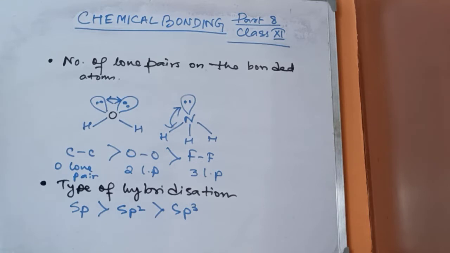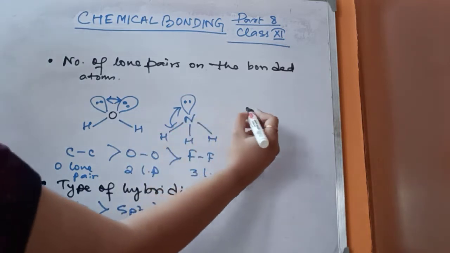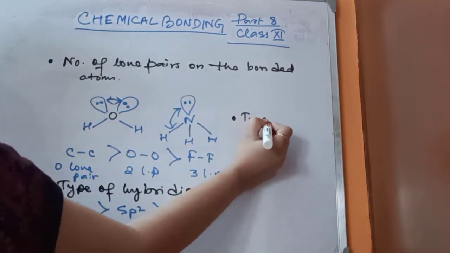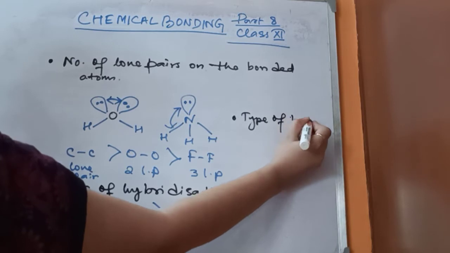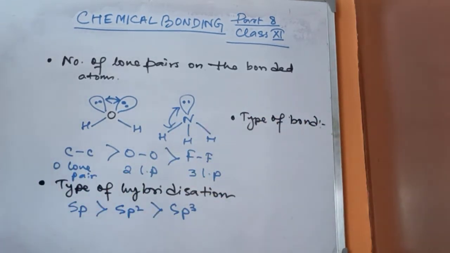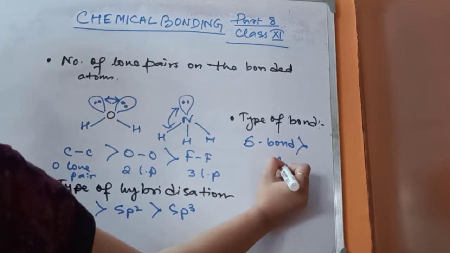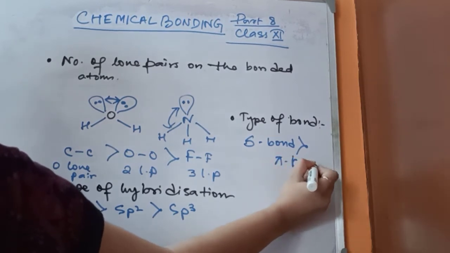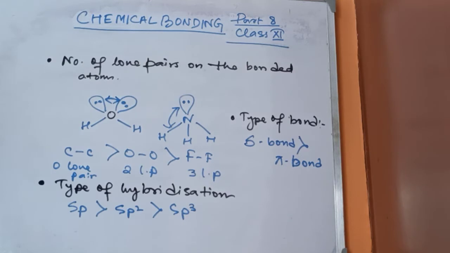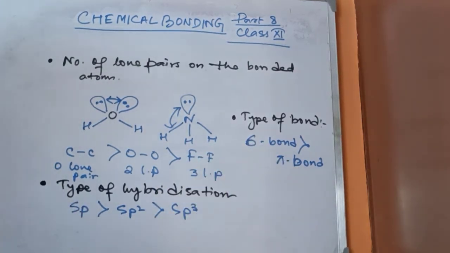Now I'll come to the types of bonds. We know that there are two types of bonds, sigma bond and pi bond. The last factor is type of bond. Remember always, the sigma bond is much stronger than the pi bond. So the bond dissociation enthalpy is greater for sigma bond as compared to pi bond. Okay, so these are the factors on which the bond dissociation enthalpy depends.